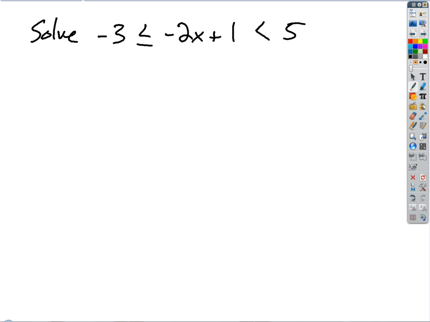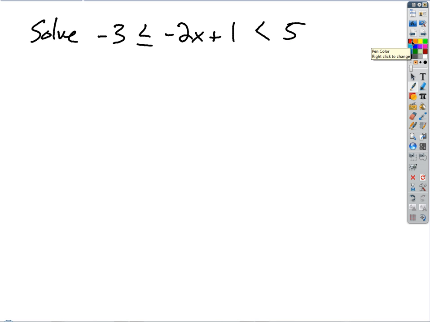-2x plus 1 is greater than or equal to -3, but also less than 5. So close. There's just one slight change there, but it's an important one. Let me repeat that. I'm going to make one change. See if you can tell where I made a change. We would say -2x plus 1 is greater than or equal to negative 3, so far so good, and less than 5.